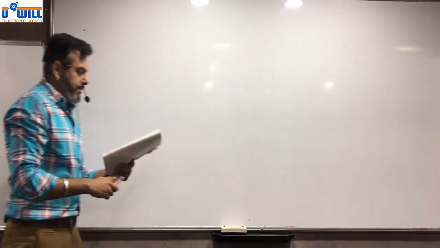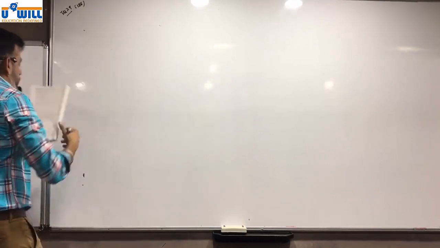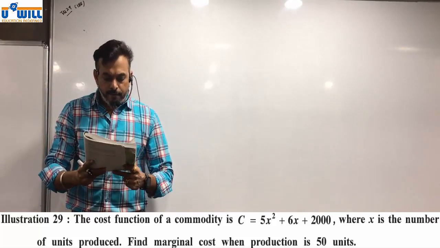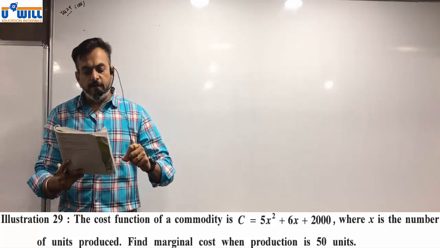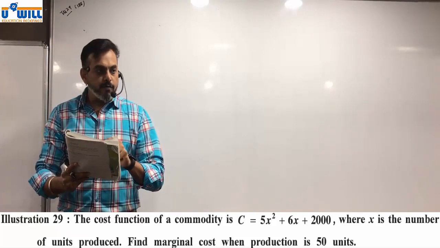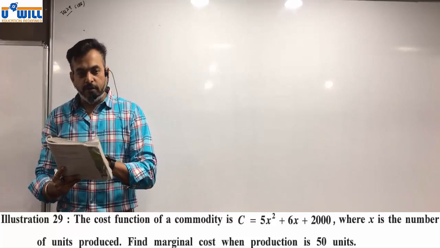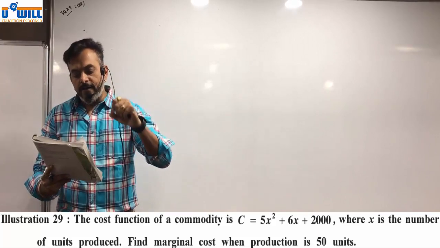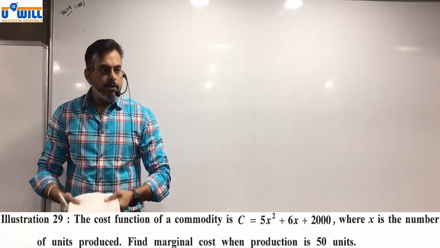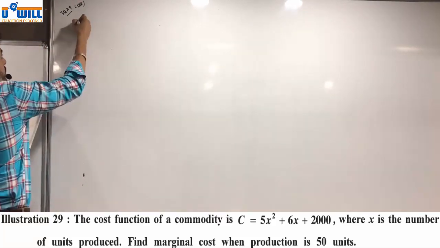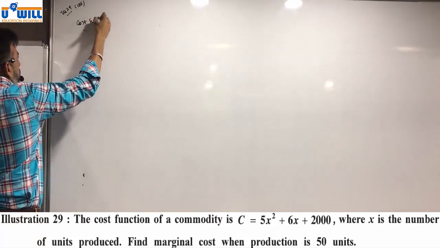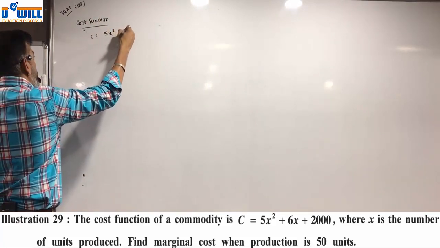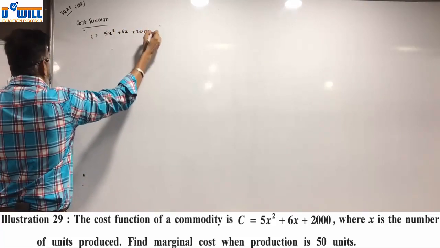Illustration number 29, page 188. The cost function of a commodity is C is equal to 5x squared plus 6x plus 2000, where x is the number of units produced. Find marginal cost when production is 50 units. First, let's write the cost function. C is equal to 5x squared plus 6x plus 2000.